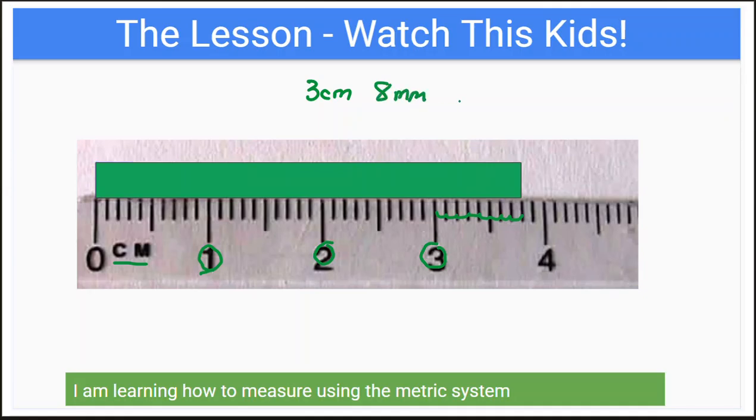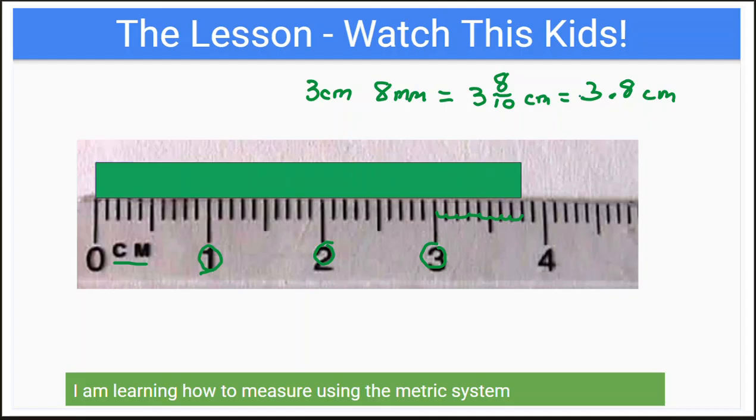Now, we can rewrite that again. We can write it as 3 centimeters and 8/10 of another one. So that's 3 and 8/10 centimeters. And we can also write it as a decimal, 3.8 centimeters. So there you go.